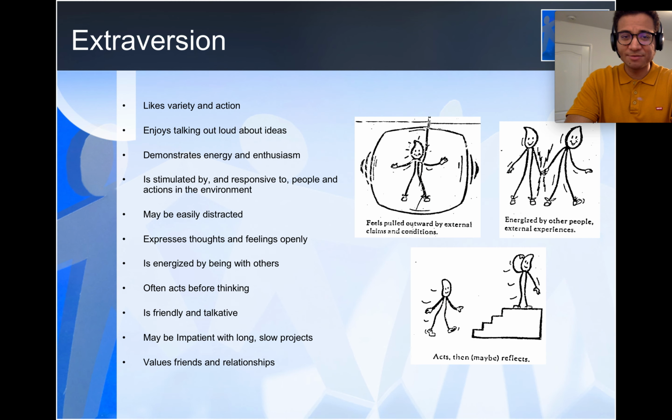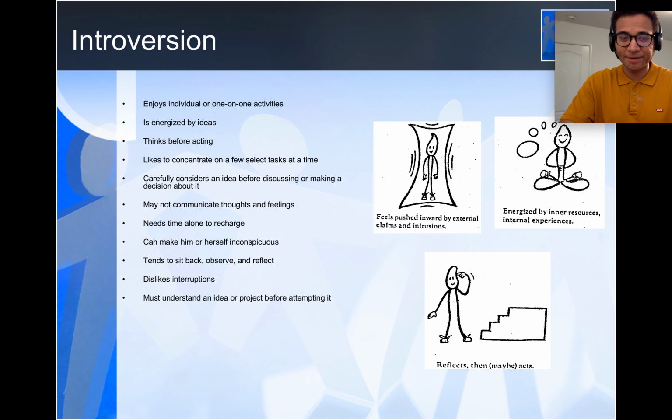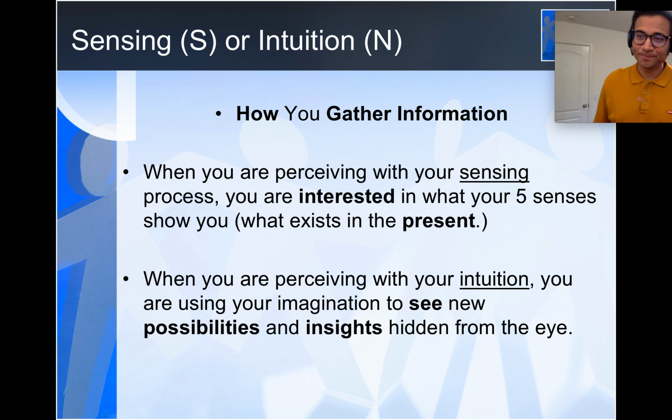Okay, so that's E and I. And remember, that's our overarching attitude of how we experience the world around us. So either E or I. The second letter is going to determine and describe how you gather information. The first one is S, sensing.